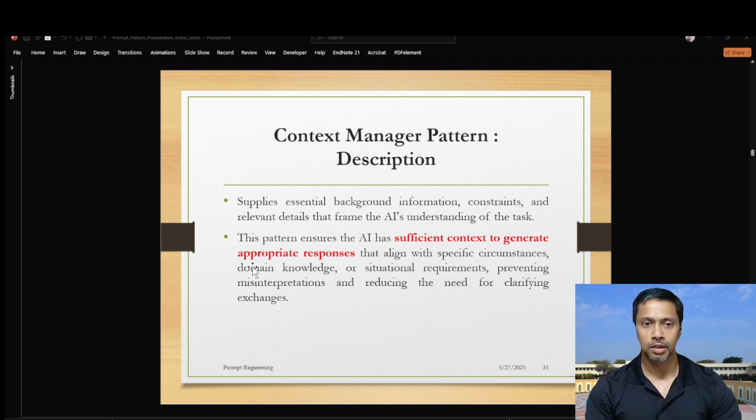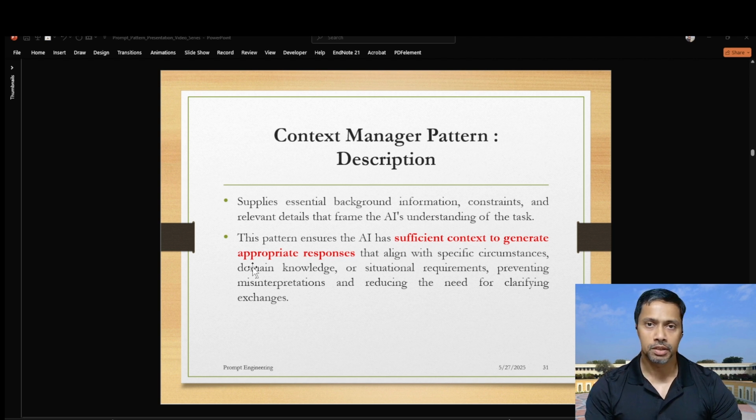The description of this pattern is that it supplies essential background information, the constraints and relevant details that frame the AI's understanding of it. This pattern ensures that AI has sufficient context to generate appropriate responses that align with specific circumstances, domain knowledge, or situation requirements, preventing misinterpretations and reducing the need for clarifying exchanges. In simple language, this pattern tells the background of the task that needs to be executed.